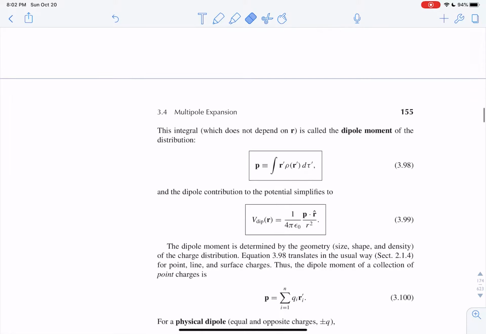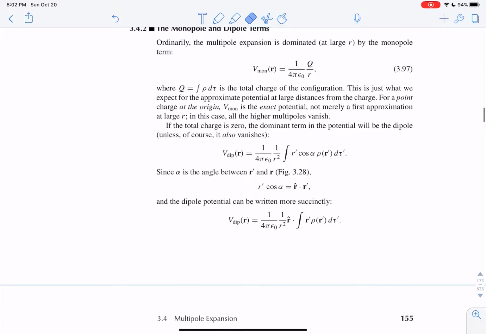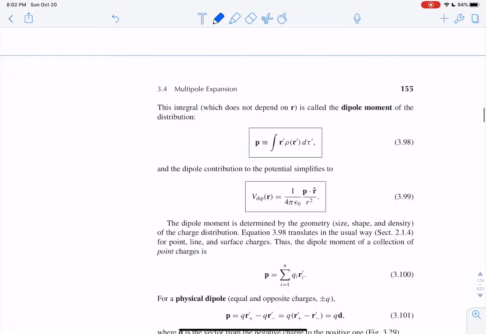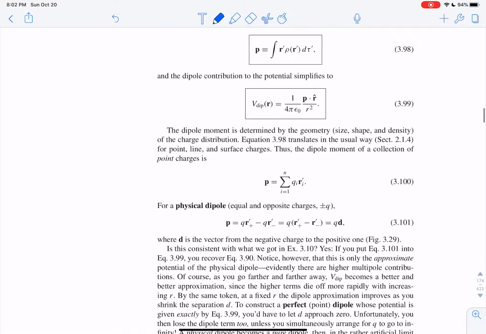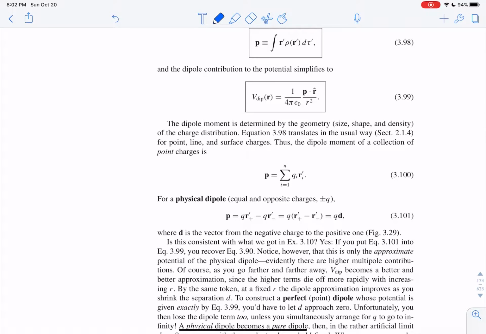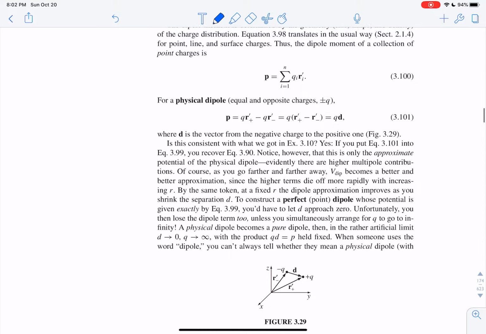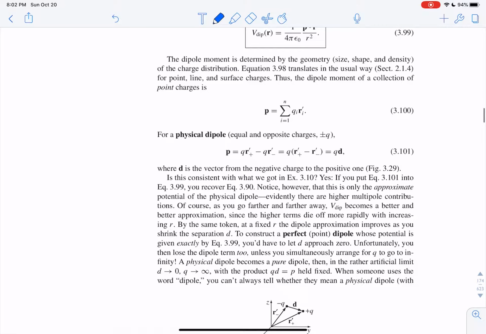And then you can change your dipole integral here, and this integral turns into something we call the dipole moment, and then you have p dot r hat there. There's no integral anymore because our p holds the integral information, and that's called the dipole moment, okay? If you have a collection of point charges, it's just the sum of the point charges times this r, the separation r vector between them. And then for a physical dipole, it's simply qd, which is kind of cool.